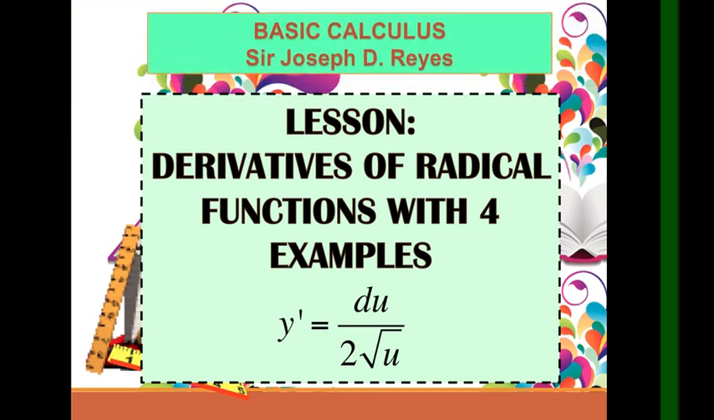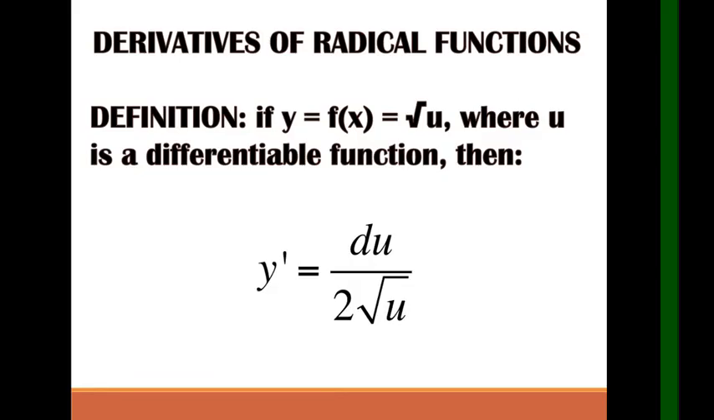So, ano ba yung derivatives of radical functions? In order to get the derivative of radical functions, we just need to remember this definition. If y is equal to f of x equals the square root of u, where u is a differentiable function, then the derivative of y is equal to du, or derivative of u, over 2 square root of u.